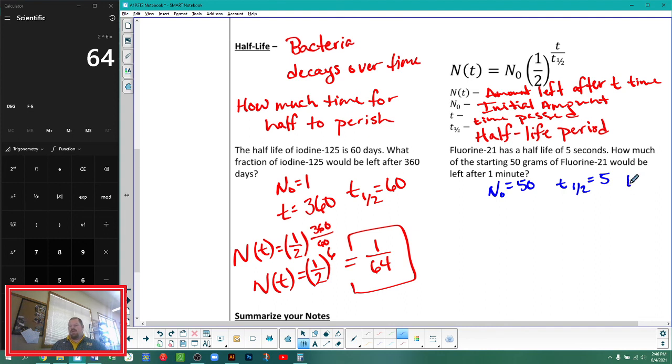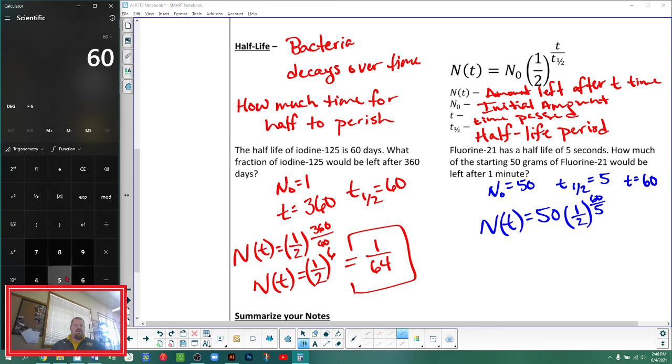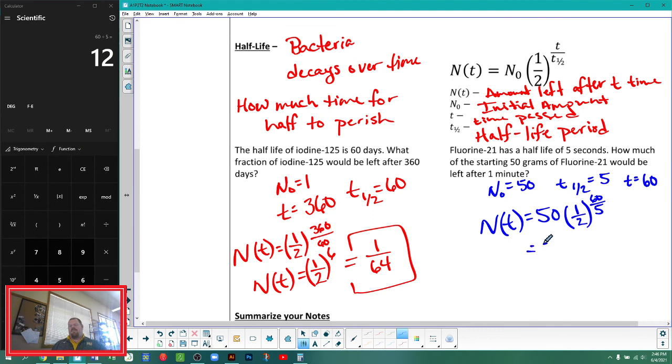Well, the only issue here is that I want a time that's also in seconds, and 1 minute is 60 seconds. So setting this up, we have 50 grams that we're starting with. The 1/2 always goes in there. The time that I want to pass is 60 seconds, and the half-life time is 5 seconds. So we want to look at 12 half-life cycles. So we have 50 times 1/2 to the 12th power, and I'm just going to plug it in and deal with the decimal that I get.